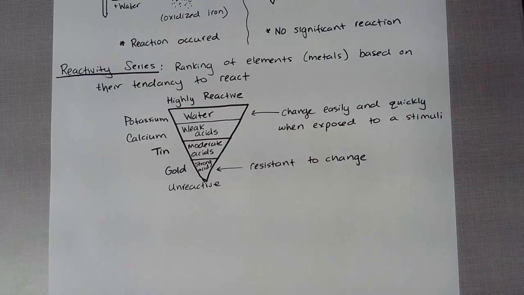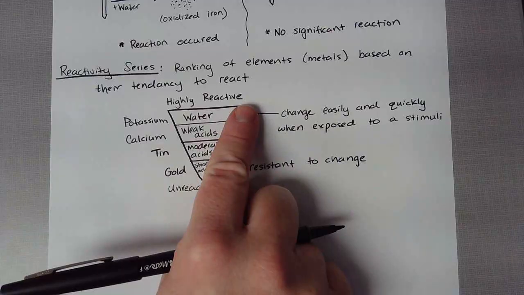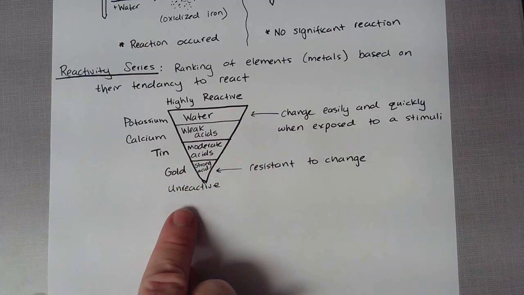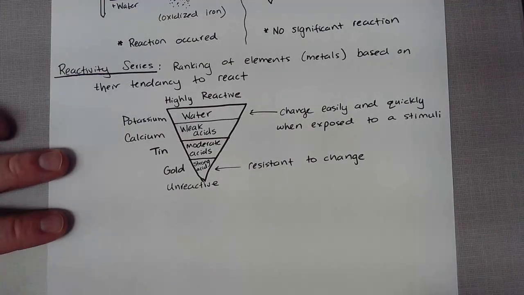Your task in lab is to investigate the metals that I give you and create your own ranking. Which of the 5 that you have are most reactive? Which of the 5 that you have are the most unreactive? Now, chemical reactivity is something that we can predict.